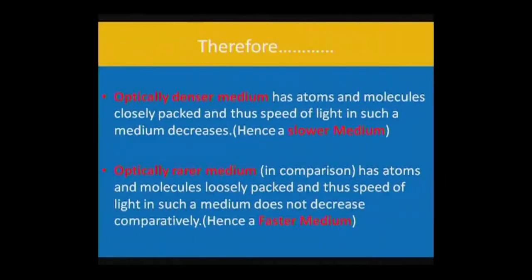Therefore, optically denser medium has atoms and molecules closely packed, and thus speed of light in such a medium decreases. Hence, it is a slower medium. Optically rarer medium in comparison has atoms and molecules loosely packed, and thus speed of light in such a medium does not decrease comparatively. Hence, it is termed as faster medium.